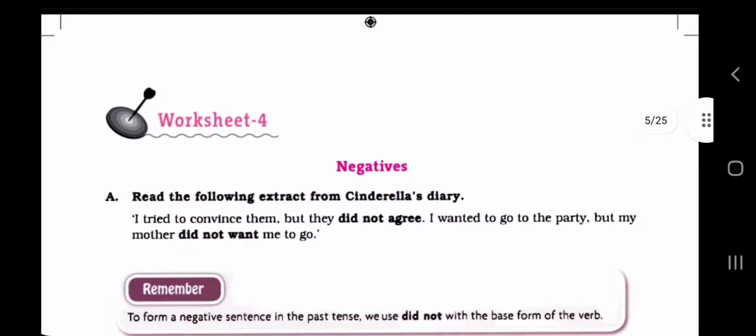Namaste everybody, and we are going to begin worksheet 4. We have completed up to worksheet 3, and here we are going to understand how negative sentences are formed.